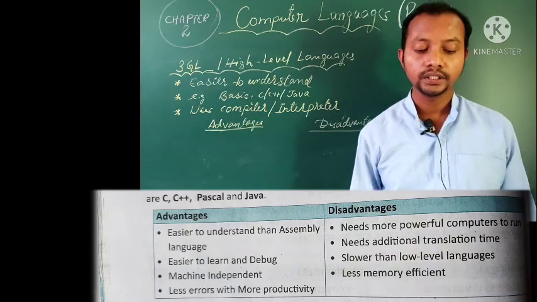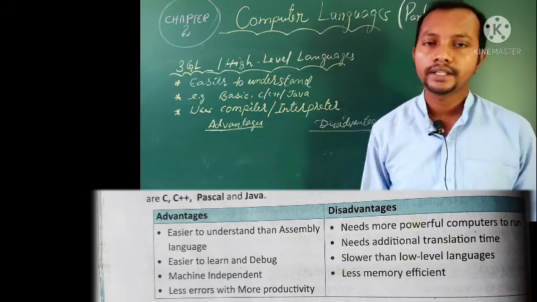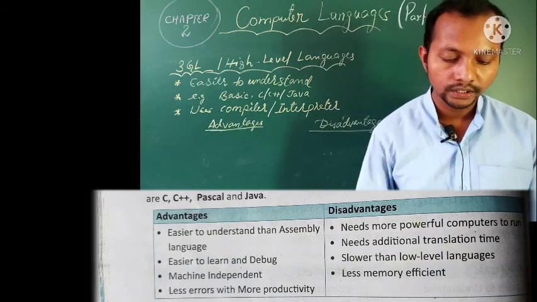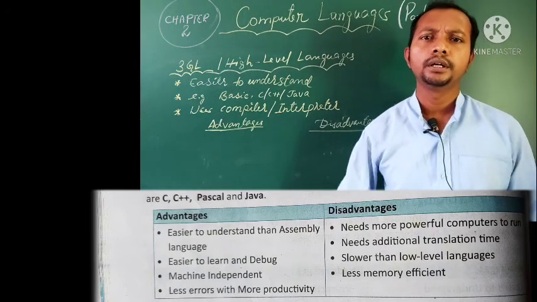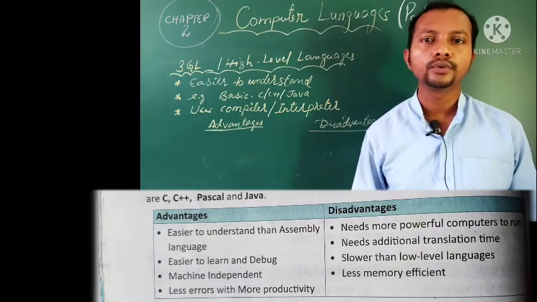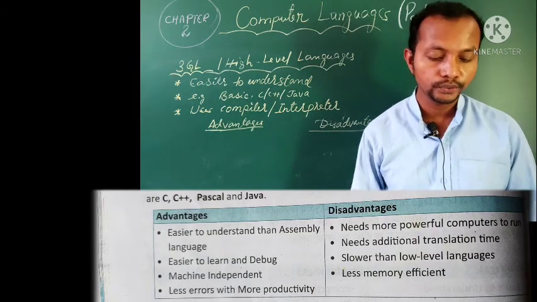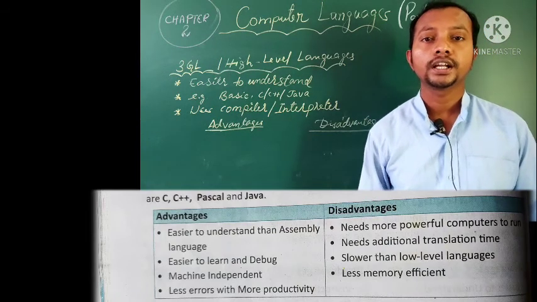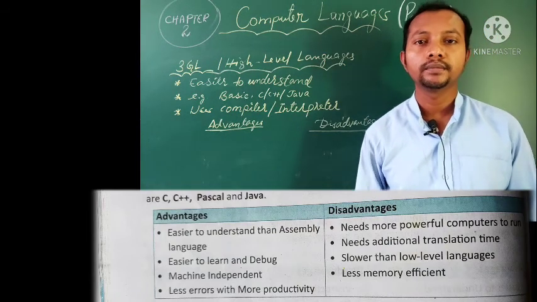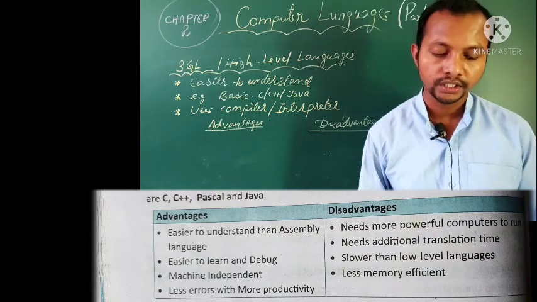Then easier to learn and debug. To find the mistakes was quite easy, and even to learn. Machine independent: you don't depend on the machine, that the program has to be written according to the machine only. The user is free to use it because it is in our own language. Less error. Because we are typing it in our own comfortable language, we don't make many mistakes.